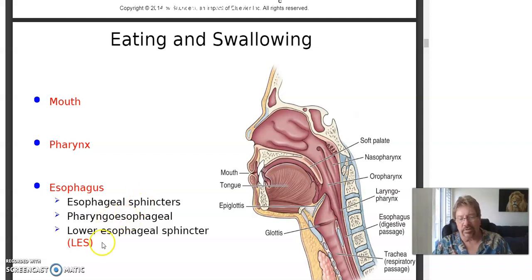So there's a lower esophageal sphincter, and they go by a couple different names, so it gets a little confusing. Let's wait till we get to the stomach. Here's a cross section.